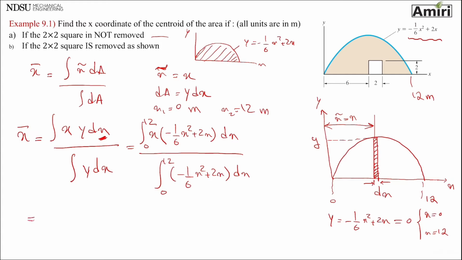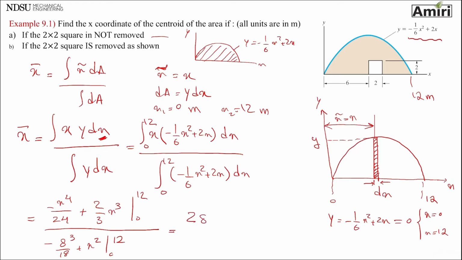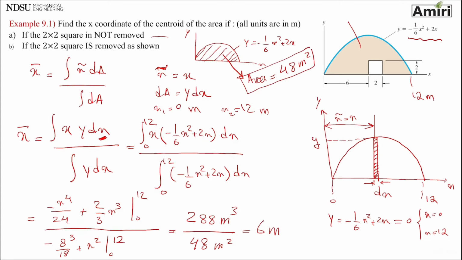If you want to do the integral, you're going to get minus x^4 over 24, plus 2 over 3 x^3, going from 0 to 12, over minus x^3 over 18, plus x^2, 0 to 12. You're going to get 288 meters cubed over 48 meters squared, which is going to be 6 meters. So this area is going to be 48 square meters.